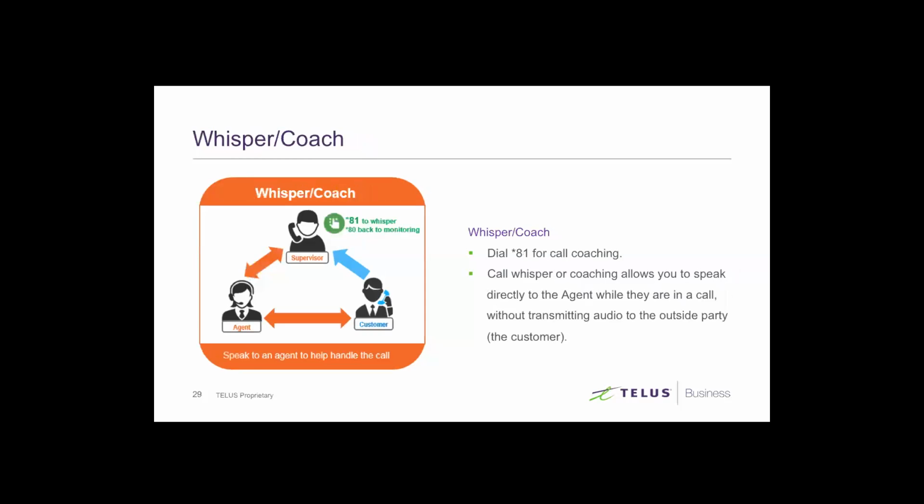Next slide. And when it comes to the point where you've got that junior employee or even a senior employee that you have to remind that maybe there's a special that month, or they might have misquoted a certain fact that they're trying to get across to the customer, that supervisor can whisper that information to the agent without the customer hearing the manager, and always going back to silent monitoring just by hitting *80 back on their phone.